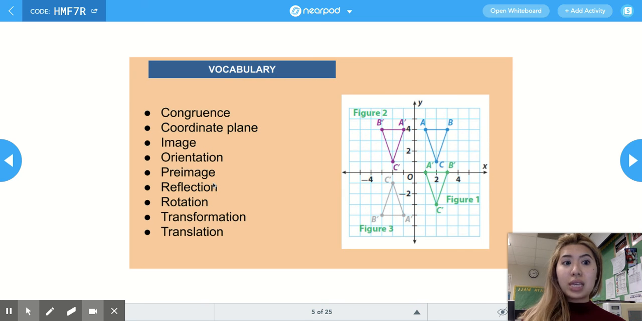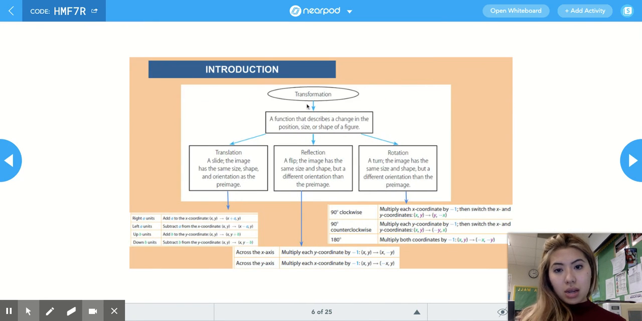Reflections can happen over the X axis or the Y axis, as well as a line. Rotations happen in 90-degree intervals. So we have 90, 180, 270, and 360 degrees. And rotations can happen in clockwise or counterclockwise direction. Translations are sliding the shape across the coordinate plane. So translation, reflection, rotation, and here are the different rules that we've gone over.